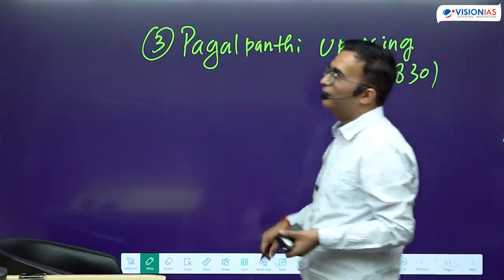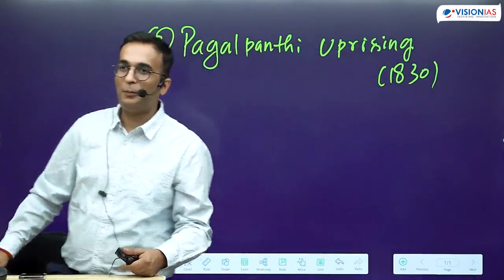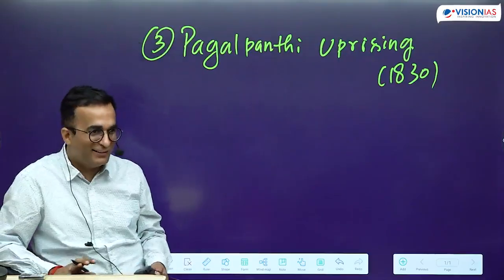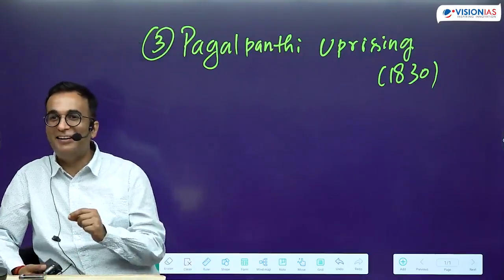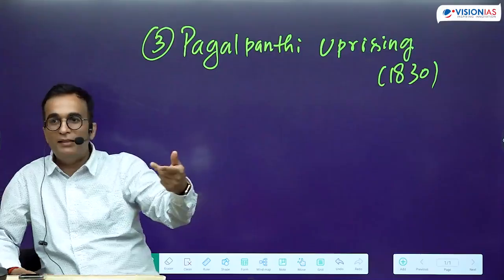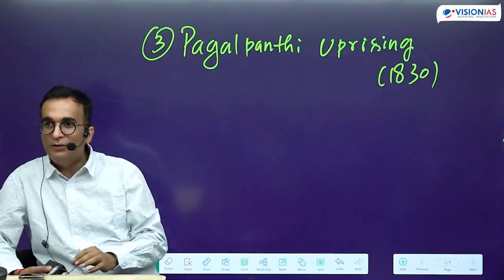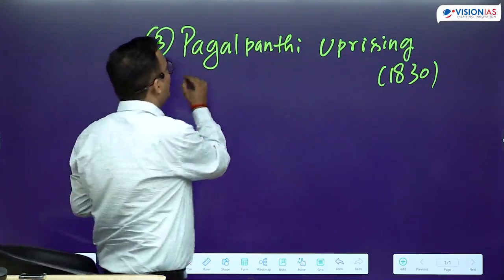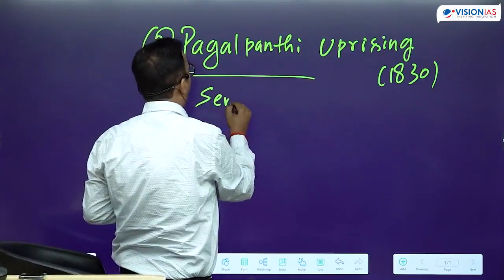1830s. So the Pagalpanthi uprising, they were not at all pagal, okay? And here understand, the word panthi comes from panth, and panth is a sect. So basically it was a semi-religious sect in Islam.